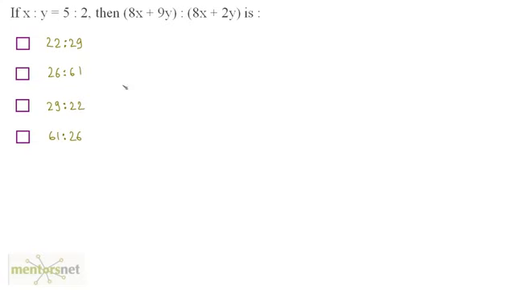If the ratio of x and y is 5 is to 2, then what is the ratio of 8x plus 9y and 8x plus 2y? So we have been given the ratio of x and y, which is 5 is to 2. So I can always assume a constant and say that the constant is k. So x is equal to 5k and y is equal to 2k.